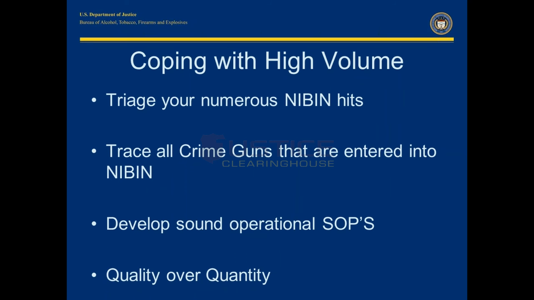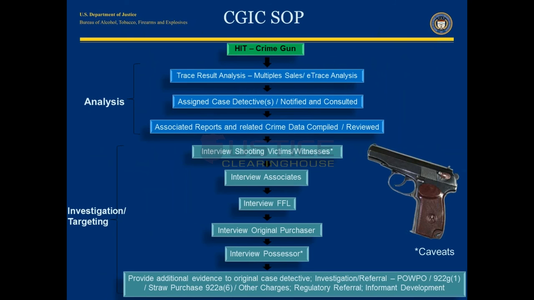So this is an example of the Denver Crime Gun Intelligence SOP. As you can see, starting at the very top of the slide and working all the way down, a crime gun is entered into NIBIN. It is traced. Our agents and task force officers will consult with the assigned detectives. We will read all the associated reports and related crime data. We will go out and re-interview shooting victims and witnesses. We will interview associates. If the crime gun is in fact recovered, we will interview the gun store that sold it, if it is local, to try to glean any other information. We will interview the original purchaser. We will even interview the possessor as well.